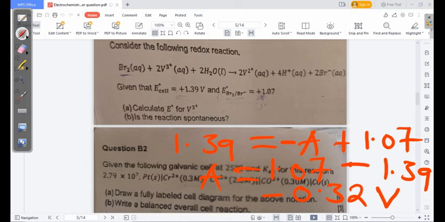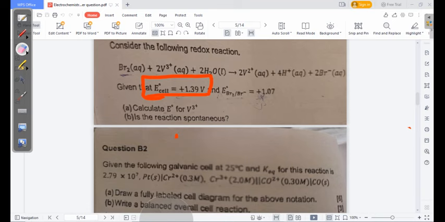Is the reaction spontaneous or not? Just look at the sign of the standard cell potential. You don't have to think, you don't have to calculate.